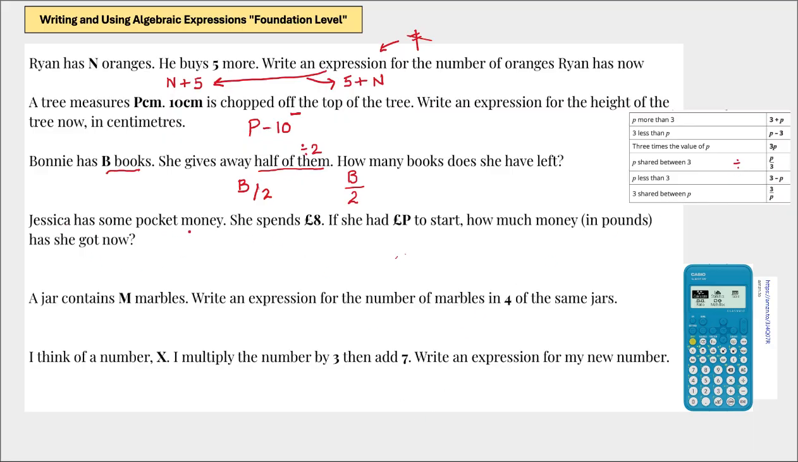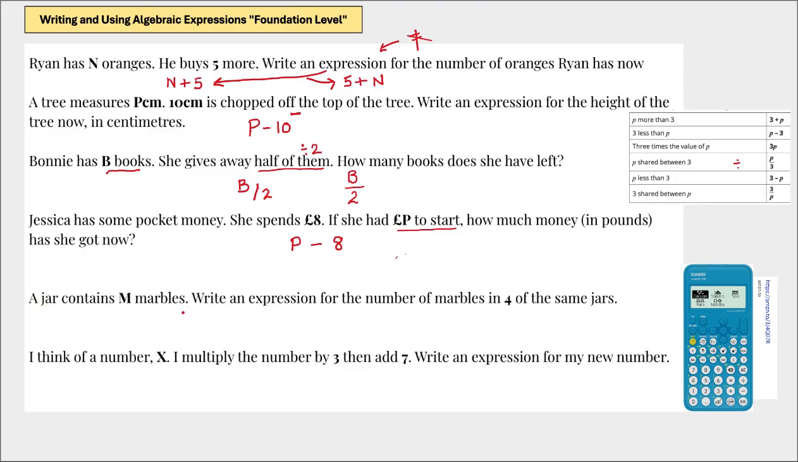Jessica has some pocket money. She spends £8. If she had £P to start, how much money has she got now? Okay, so let's think about this. It is £8 that we know about. If she had £P to start, sorry, that's my fault. She spends 8, so it's going to be minus 8. That's your expression. She had £P to start, and she spends 8. So it's minus 8 because she spends 8.